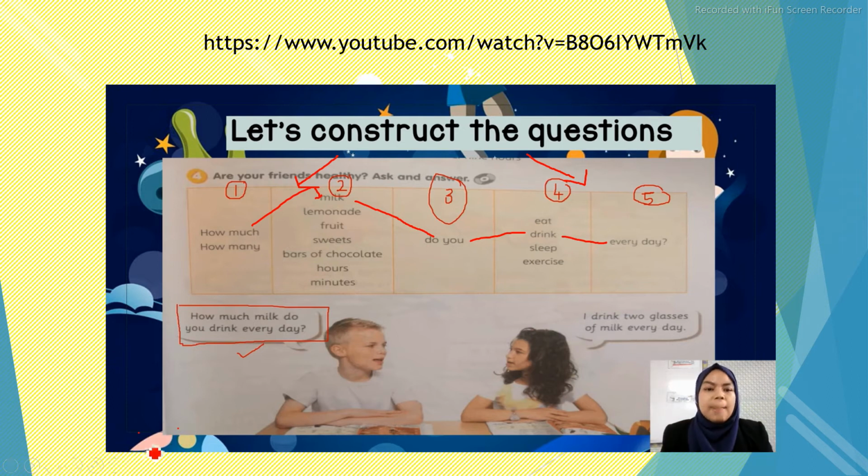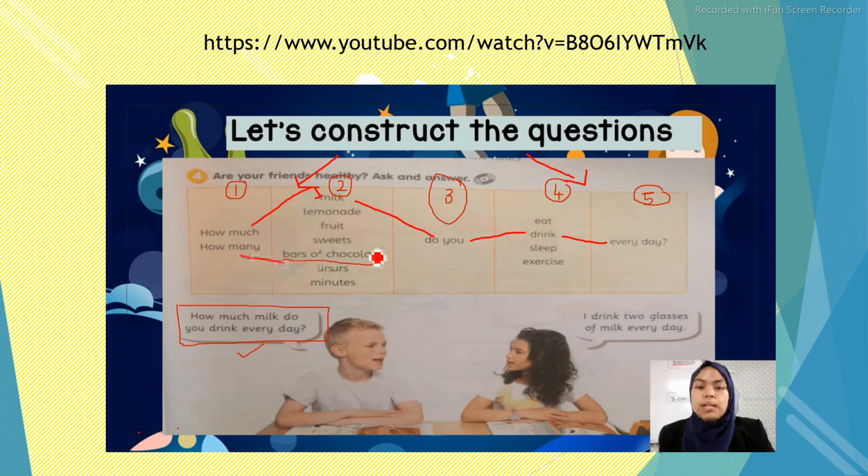Let's try bars of chocolate ni. How can we construct the question? So you have to identify bars of chocolate ni countable ke uncountable? Yes, boleh dikira bars yang kita dah belajar kan? Apa kita panggil satu papan kan? Saya ingat tak kan? So you use how many? How many bars of chocolate do you?